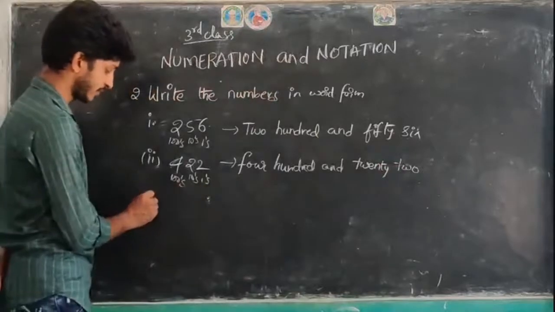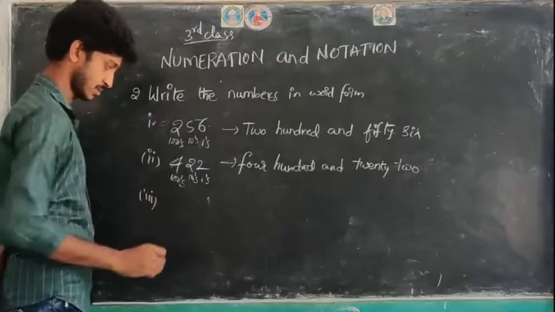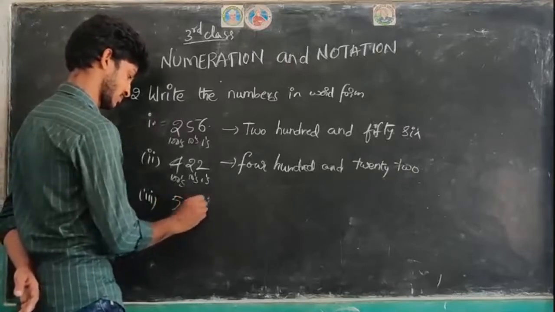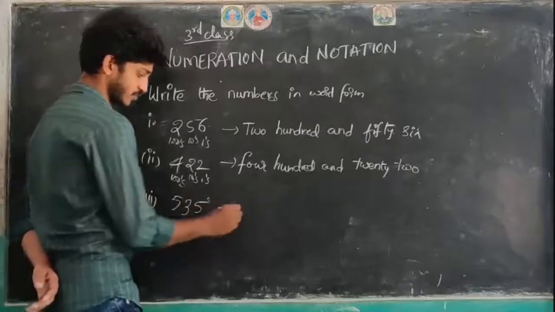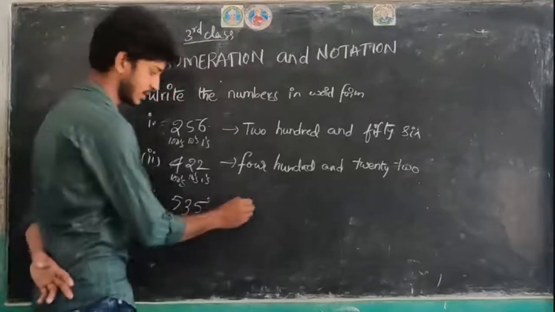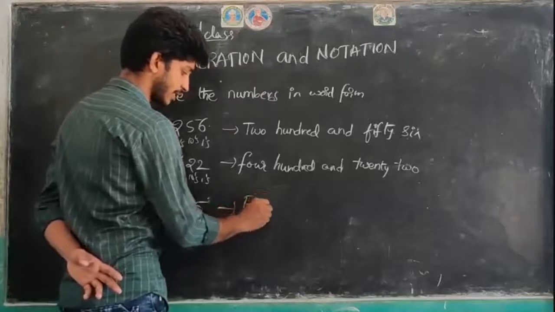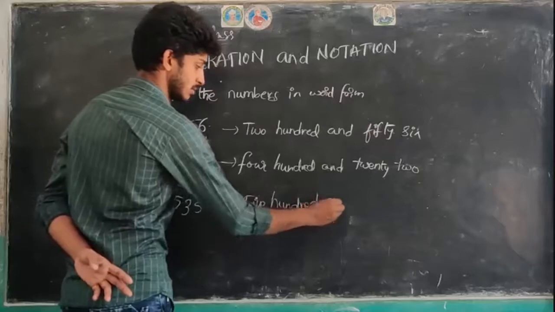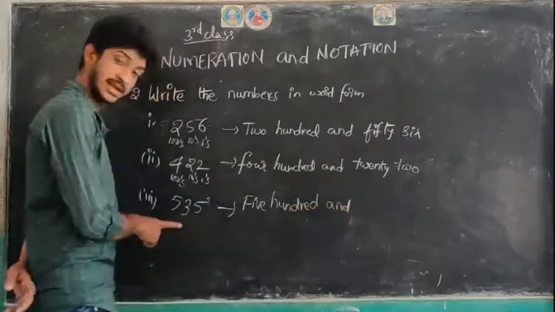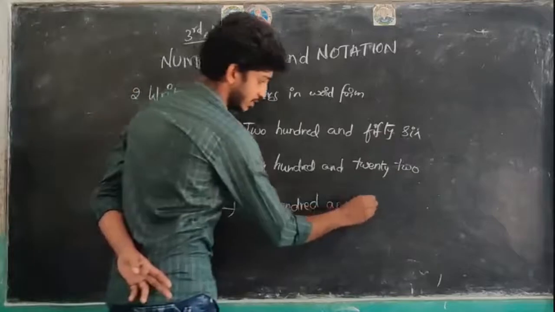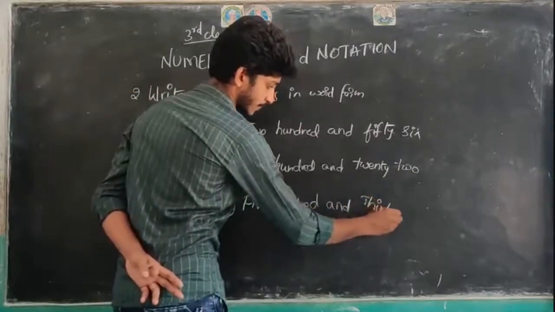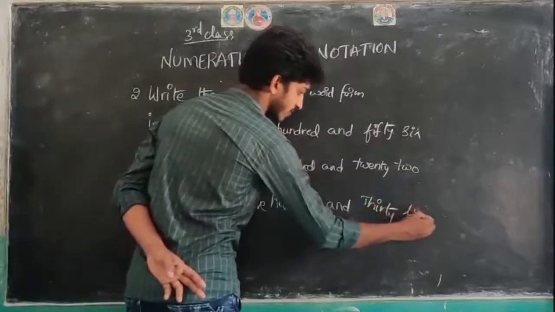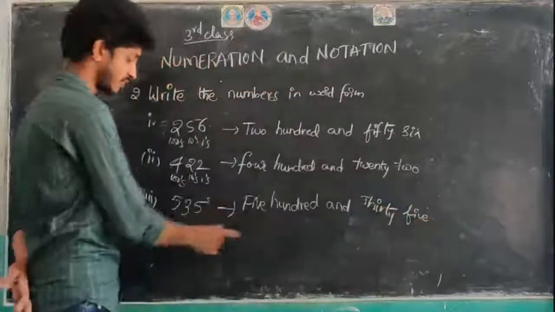I am saying another one. 535. So in hundreds place we have 5 here. So 5 into 100, 500, and here in tens place we have 3, 3 into 10, 30. In ones place we have 5, so 35, 535. It is the word form of this number.